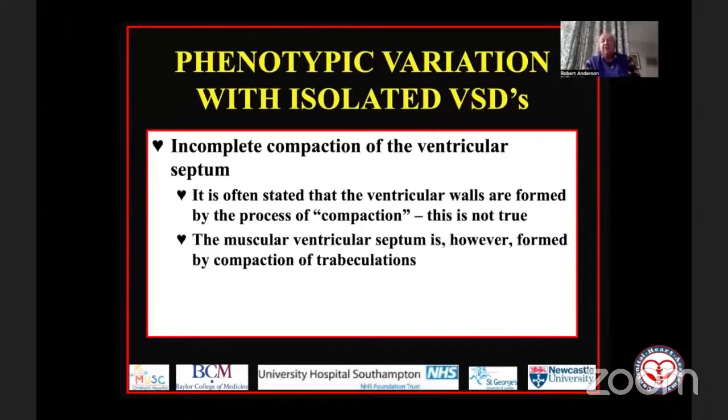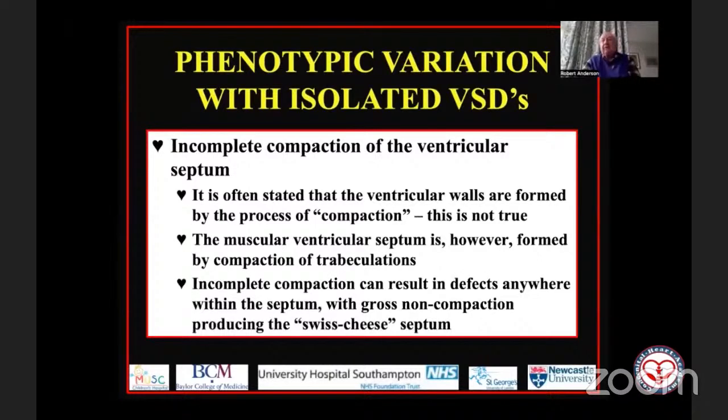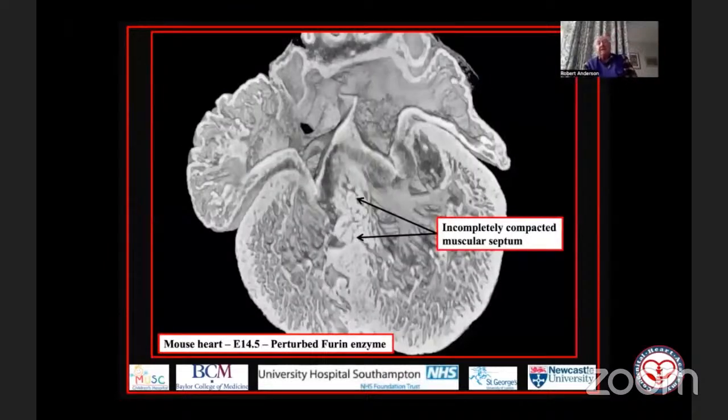But when we think of non-compaction, that is true for the muscular ventricular septum, because that does form by the process of coalescence of pre-existing aggregates of ventricular myocardium. But that itself does not always go smoothly, and on occasion, incomplete compaction can result in defects anywhere within the septum, producing the sponge-like arrangement, which we call the Swiss cheese septum.